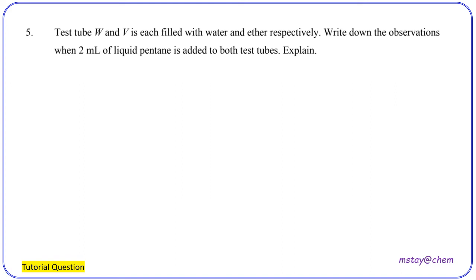Tutorial question number 5. Test tubes A and B are each filled with liquid. A is with water, B is with ether. Write down the observation, meaning what you can see, when 2 ml of liquid pentane is added to both test tubes.